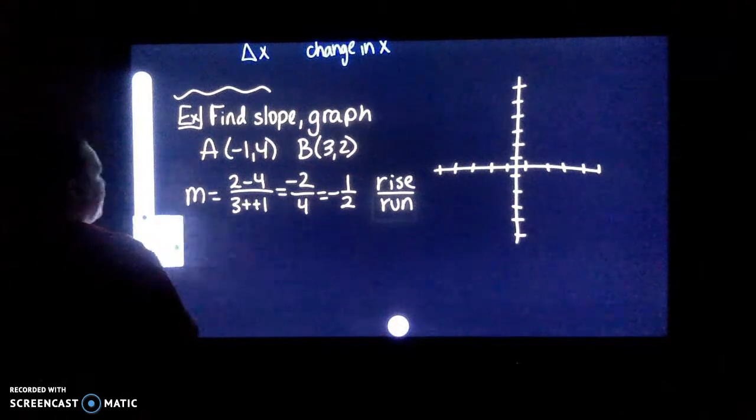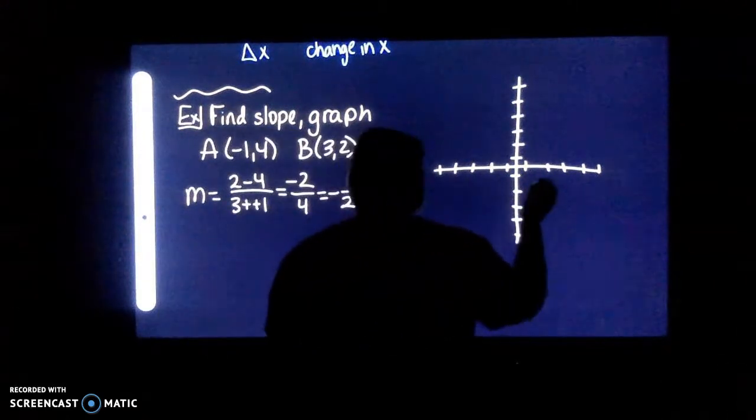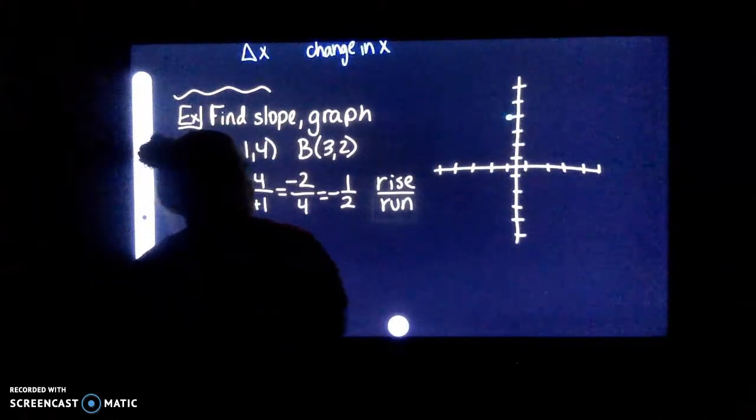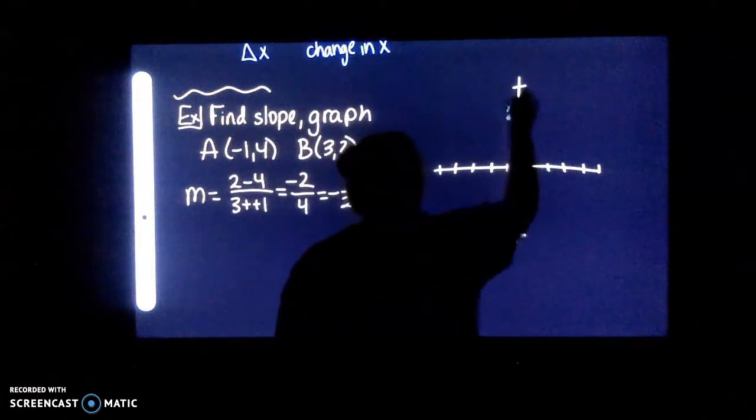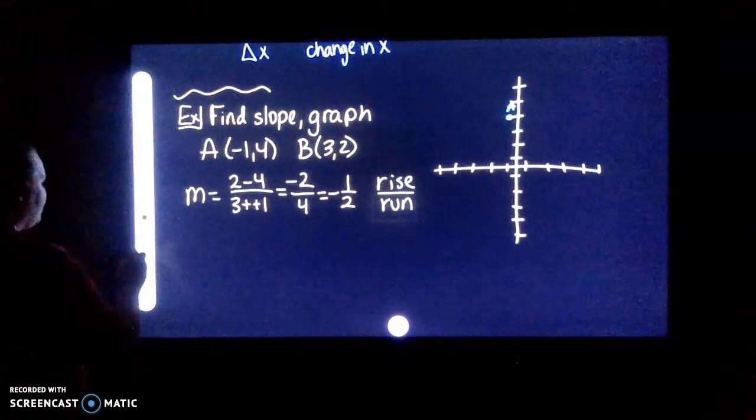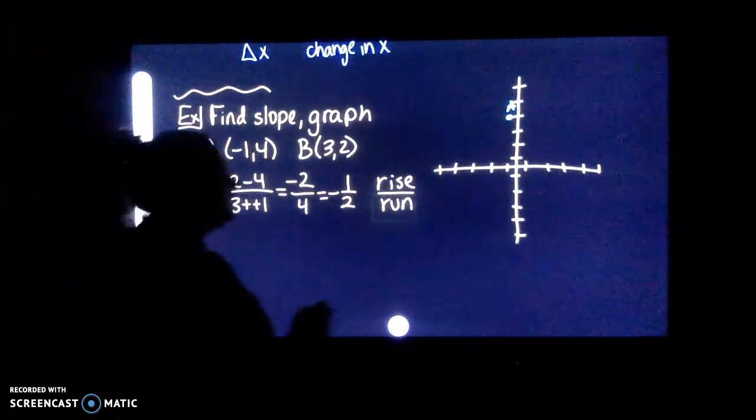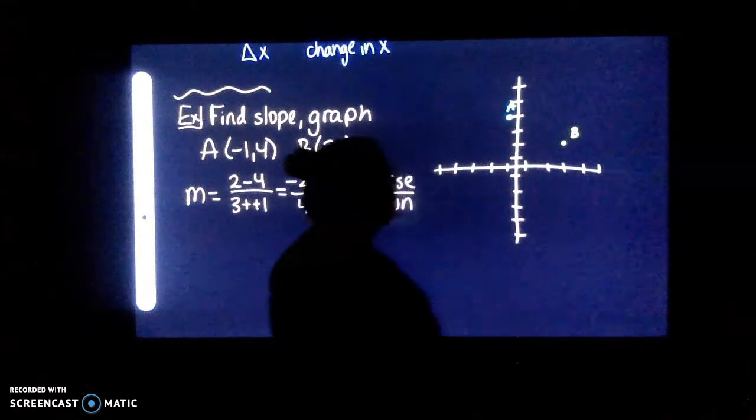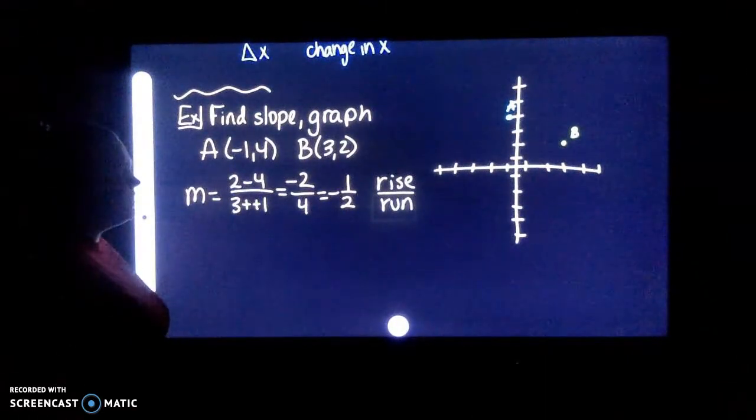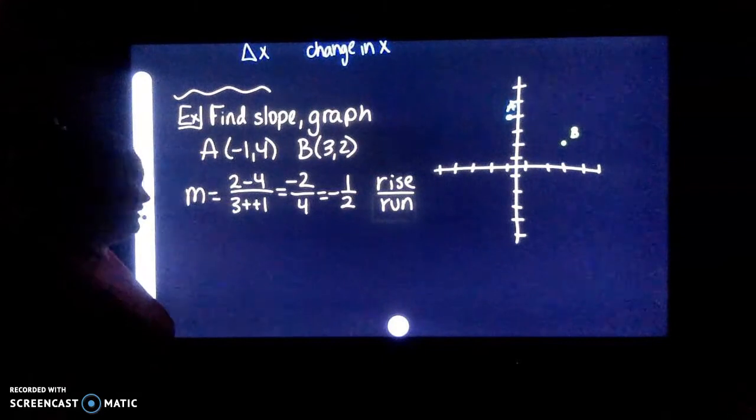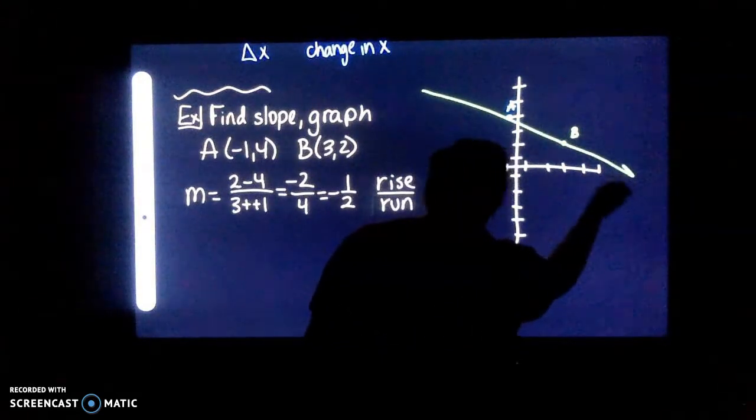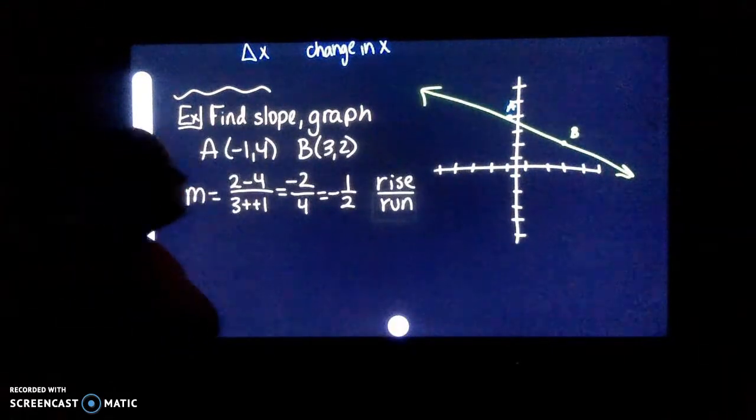So I'm first going to put point A on here. So A is x is negative 1, y is positive 4. So I went left 1, up 4. Point B is 3, 2. So I'm going to go right 3, up 2. And then I can go ahead and draw my line. And I'm done.